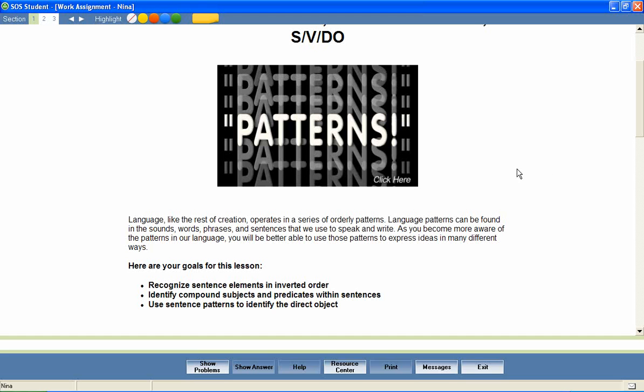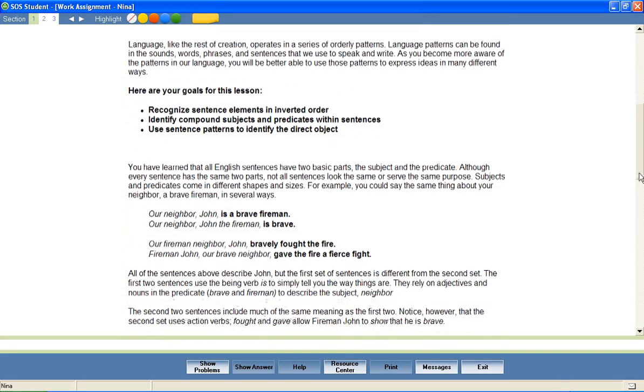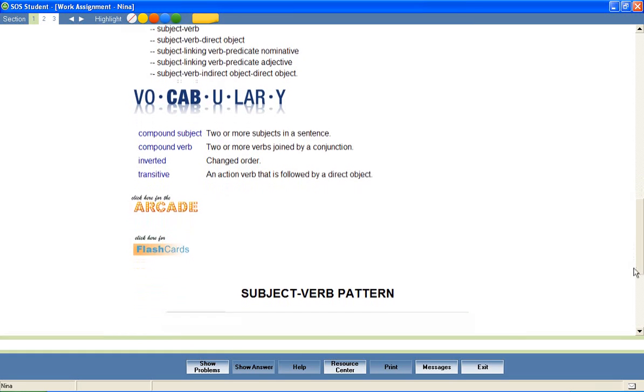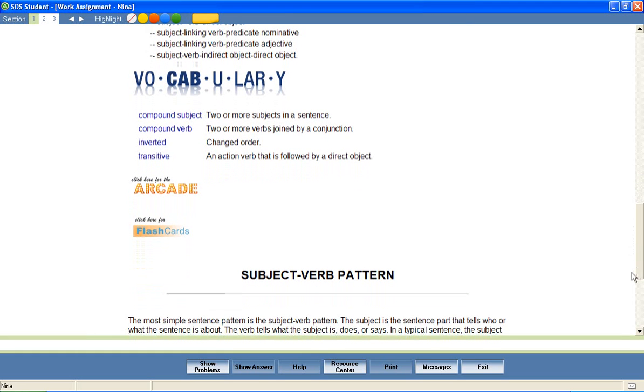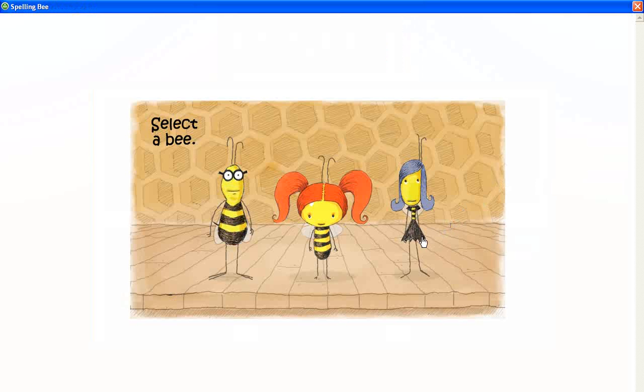At the beginning of most lessons, your students will also encounter a list of vocabulary words that will be used throughout the lesson. We've included several activities to encourage mastery of these important words. For example, students can hear the correct pronunciation of each word. Inverted. Transitive. In addition, the vocabulary arcade games encourage mastery of the vocabulary words by providing practice in the correct spelling of each word and in matching each word with its definition. Let's look at a sample.